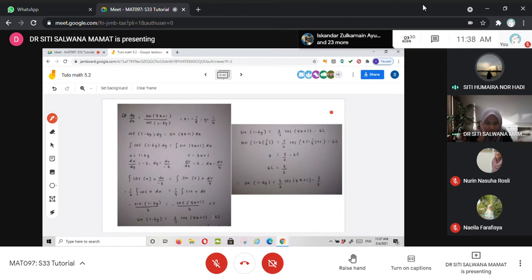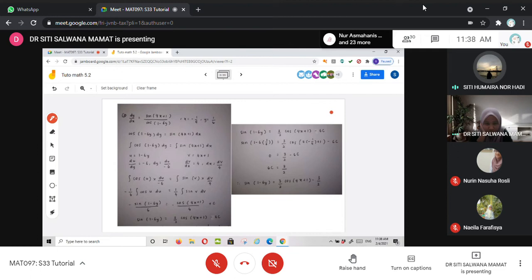Firstly, we need to separate them to dy and dx on both sides. Left side, we got cos 1 minus 6y dy equals sine 4x plus 1 dx. So next, we integrate both sides. And then we use substitution method. U for the left side, u equals 1 minus 6y. So du over dy equals negative 6 and dy equals du over negative 6.